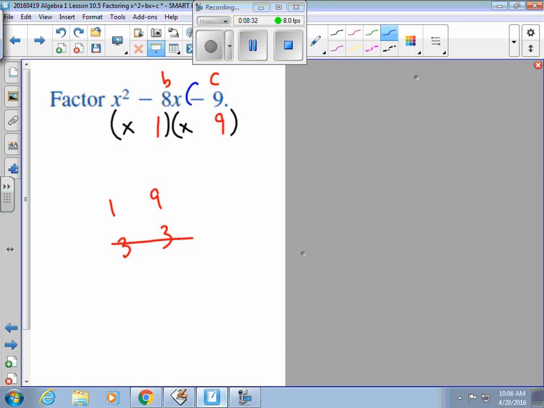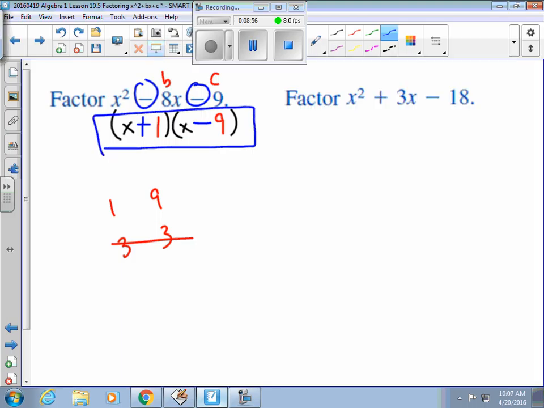This sign right here tells us that we're going to subtract them, and it tells us that they're either the same signs or different. Minus means they're going to be different. One's going to be positive, the other negative. This sign tells you the larger number is that sign. 9 is larger than 1, so 9 is negative, 1 is positive. X plus 1 times x minus 9. Factor this one. X squared plus 3x minus 18. Do it the same way. Two sets of parentheses and factor out c.